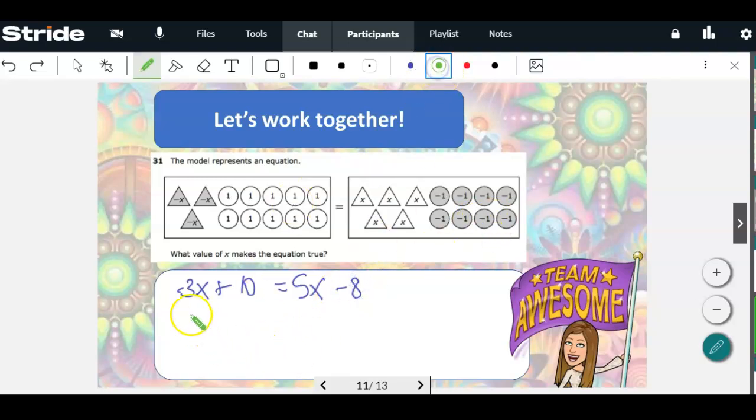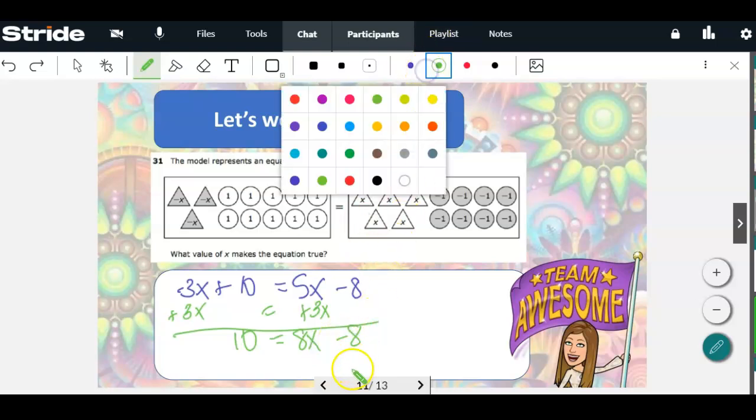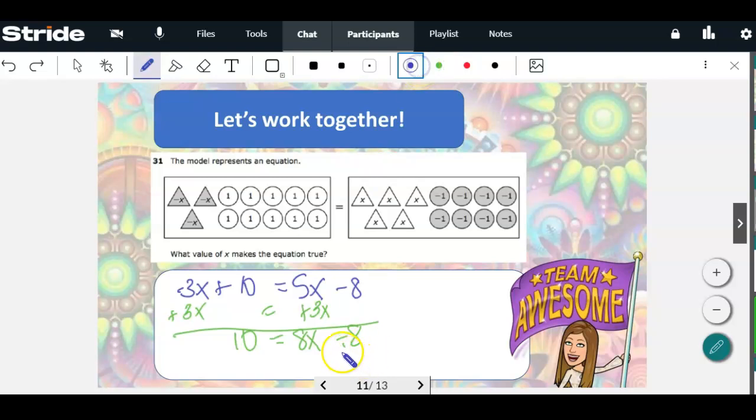I'm going to add 3x to both sides because I like to keep things positive. So we're left with just 10. 5 plus the 3x is 8x minus 8. Then you're going to add 8 to both sides. So then we're left with 8x is equal to 18 divided by 8. That's a fraction, but you can reduce that to 9/4.